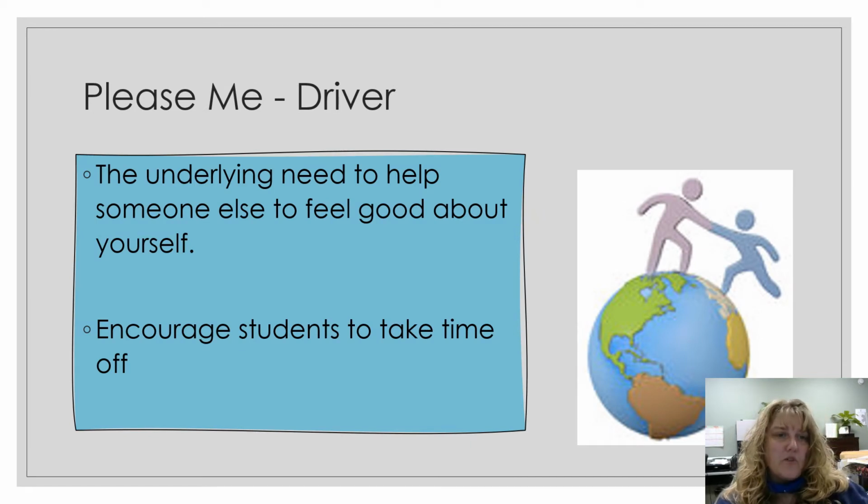There's the please me driver. These are the individuals that have this underlying need or the drive to help someone in order to make themselves feel good. And because we have that mentality, those types of people that have the please me driver, we want to encourage those students to take time off. Okay, great. I see that you're knocking out all these hours and you're doing all this other extra stuff. And maybe you need to take a break and pull back, because that can burn a person out very quickly.